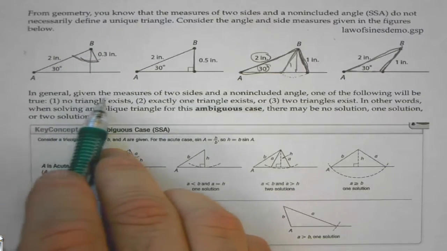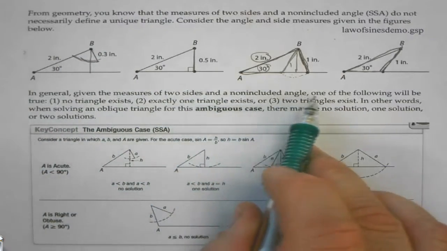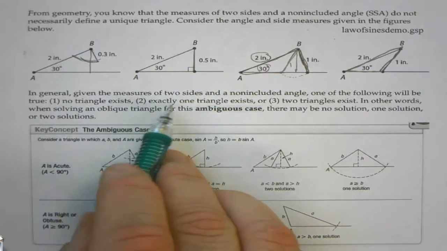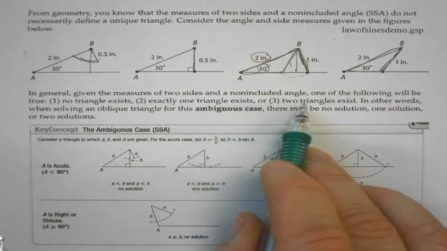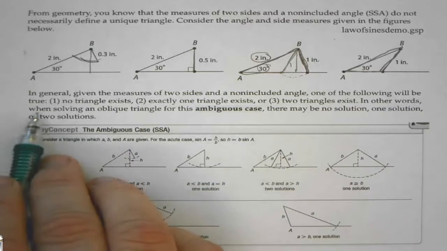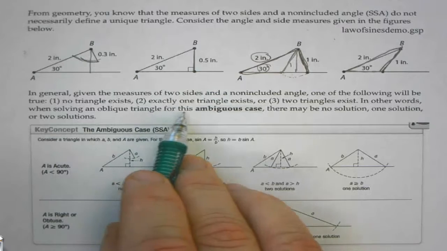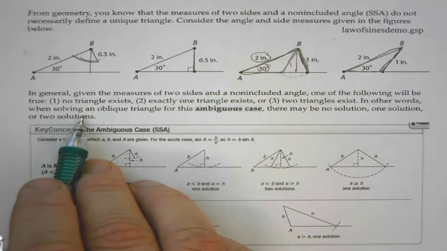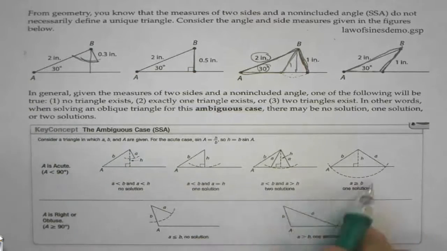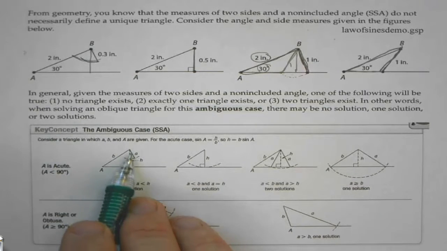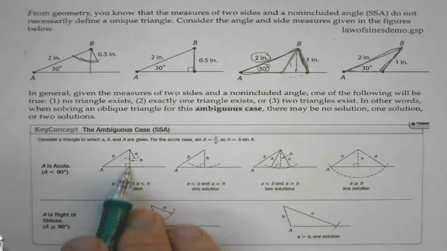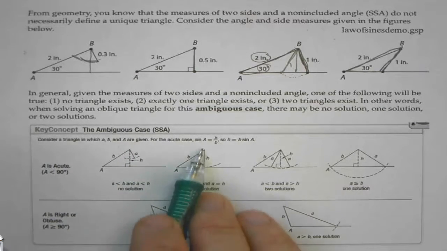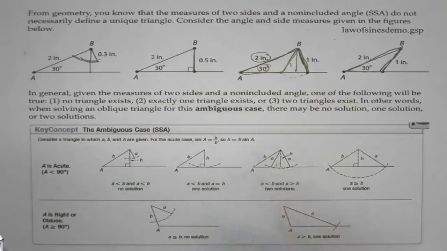In general, given the measures of two sides and a non-included angle, one of the following will be true. 1, no triangle exists. 2, exactly one triangle exists. Or 3, two triangles exist. In other words, when solving an oblique triangle for this ambiguous case, there may be no solution, one solution, or two solutions. This summarizes the fact that we're comparing side A right here to the height and seeing: is there zero triangles? Is there exactly one? Or could there be two triangles?